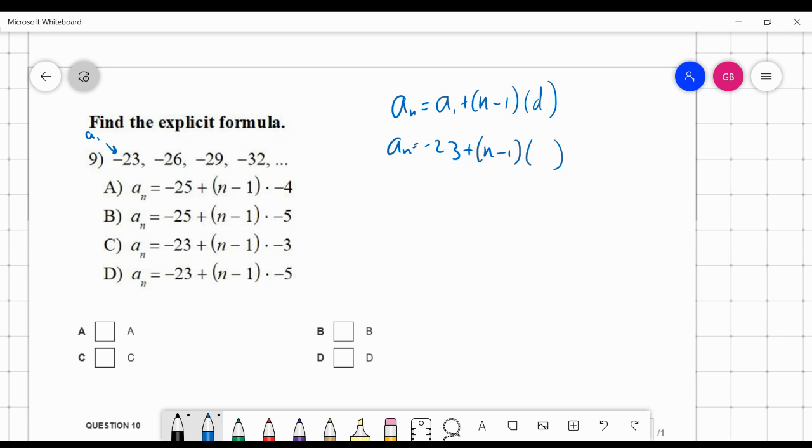So now we just need the common difference. What's the pattern from negative 23, negative 26, negative 29? The common difference is negative 3. So your answer is here.